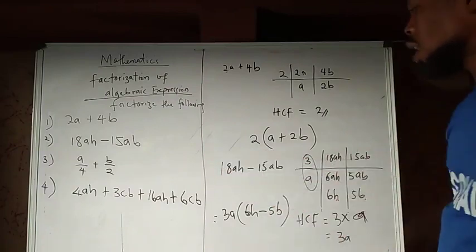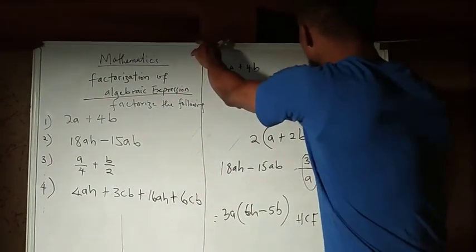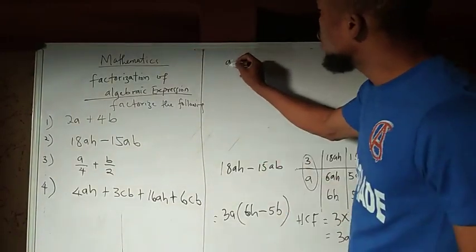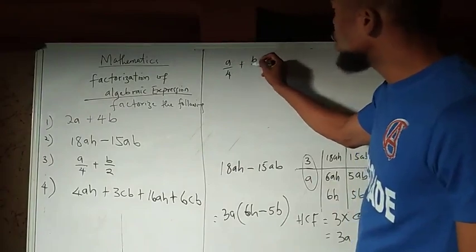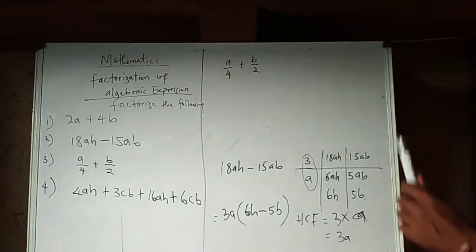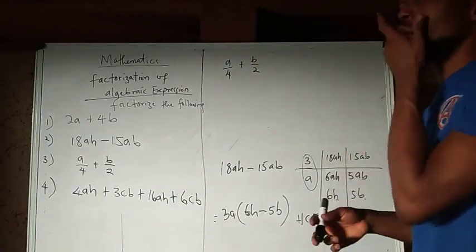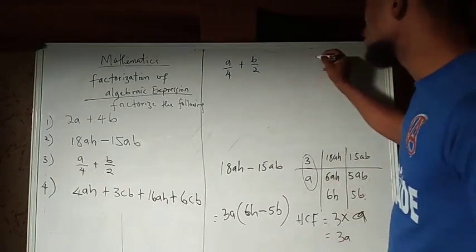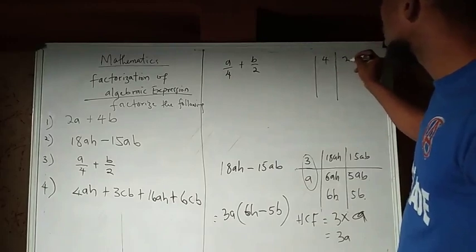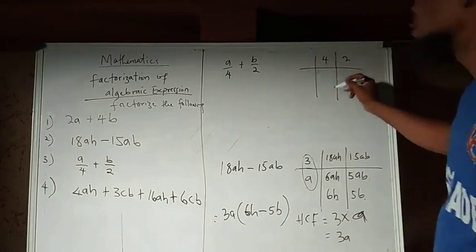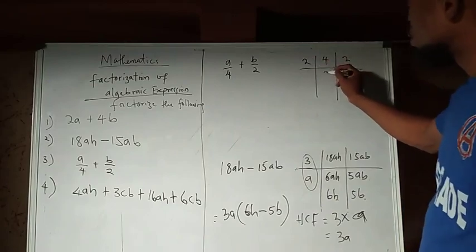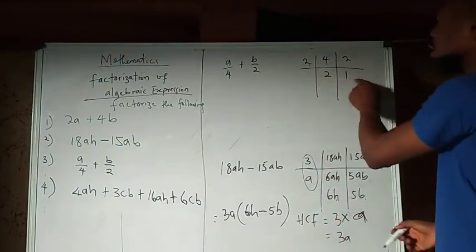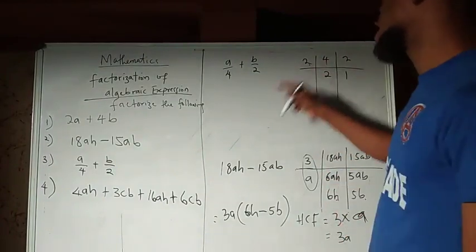All right, so let's also look at the other one, the one with a fraction, where we have a over 4 plus b over 2. Normally what we do here is simple. All we need to do is get the highest common factor of 4 and 2, which is 2. 4 divided by 2 is 2. Excuse me. 2 divided by 2 is 1. So that's done. There's nothing else that can go through both of them. So I'm left with 2.